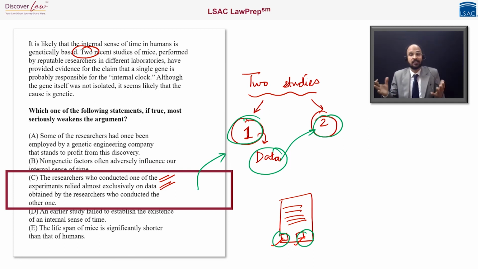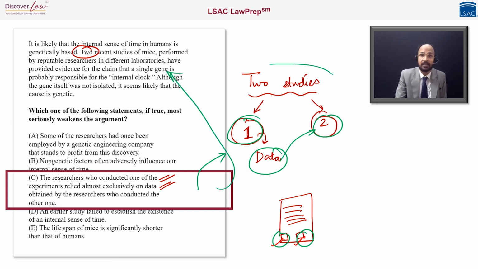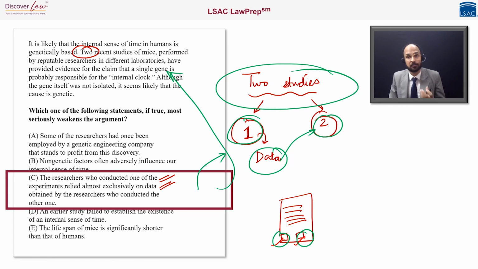The second study is basically just mimicking the first study, and therefore it weakens this, because it weakens the basis of the argument. It weakens the experiment. It weakens the foundation upon which the argument was built. I hope you understand that, and you will get better as you practice more and more. Let us move ahead.